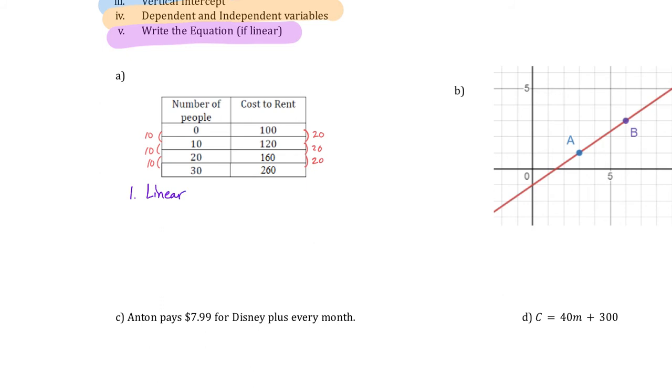Actually, let me keep my Roman numerals so they're all consistent. The act of doing my first differences actually gave me my slope. So I know that my slope is rise over run. So it is my 20 over 10. My slope is 2. And you could write it as your $2 per person.